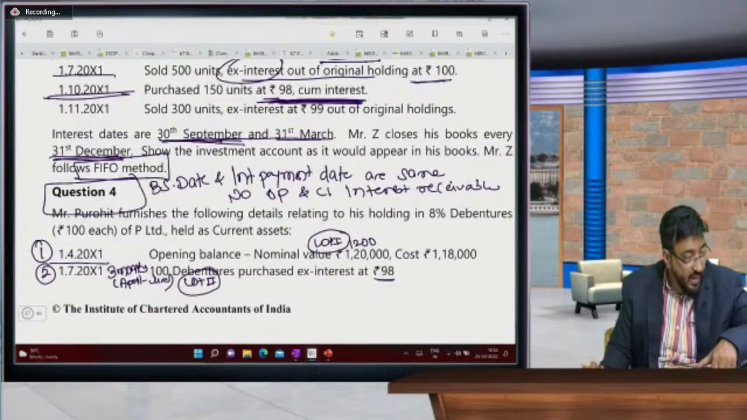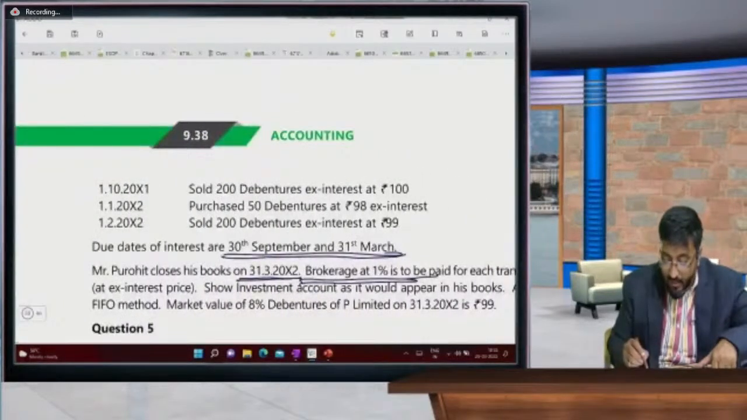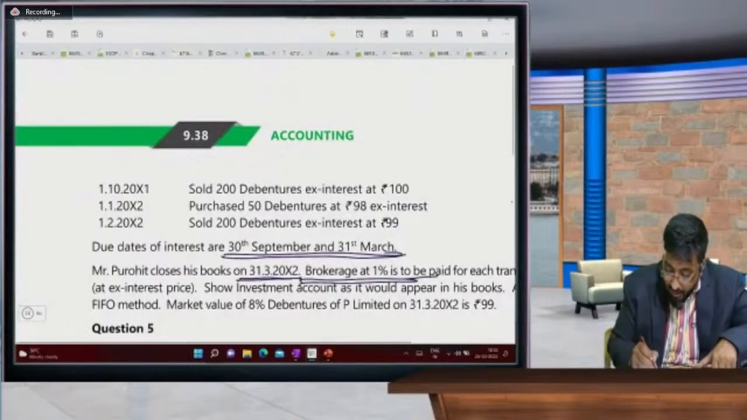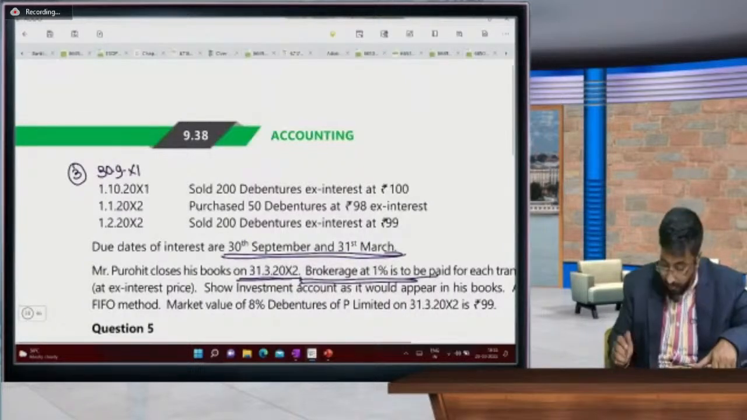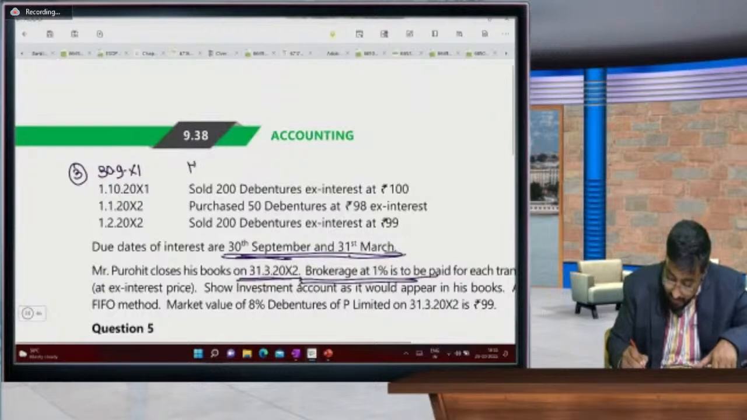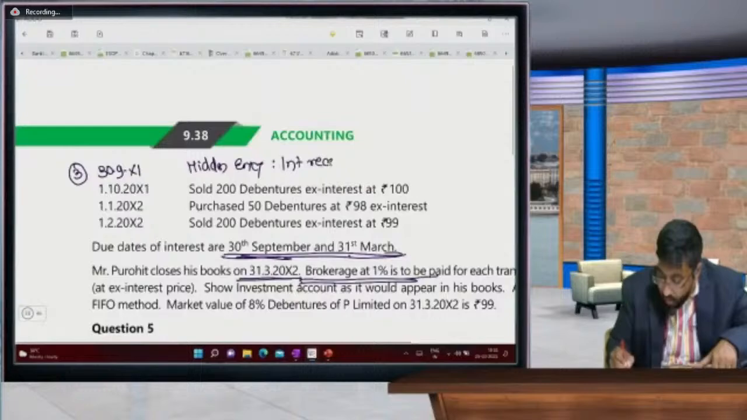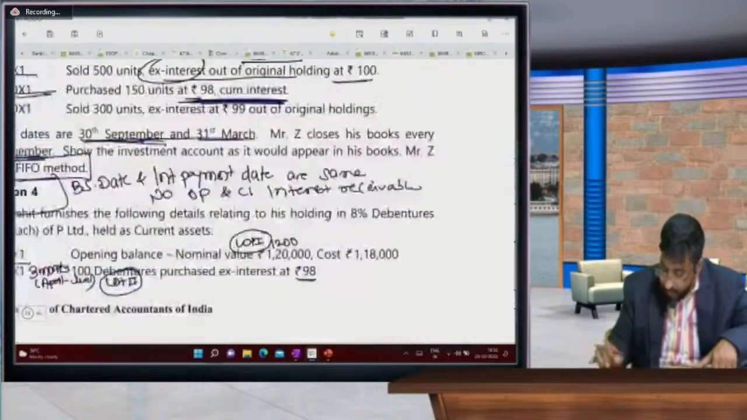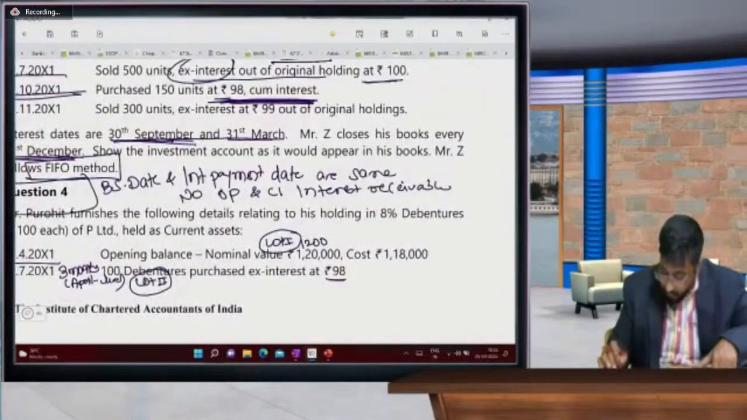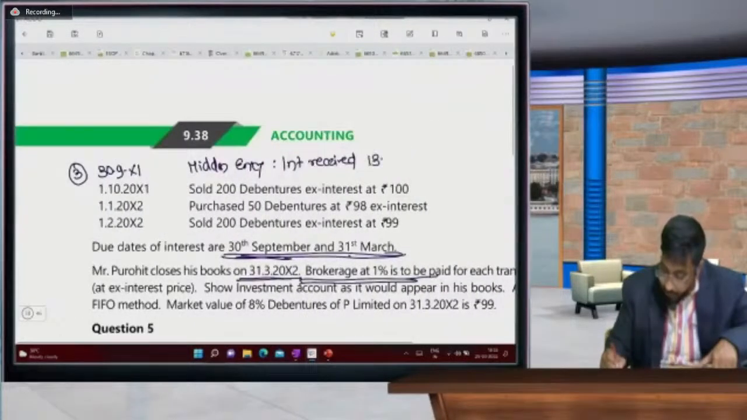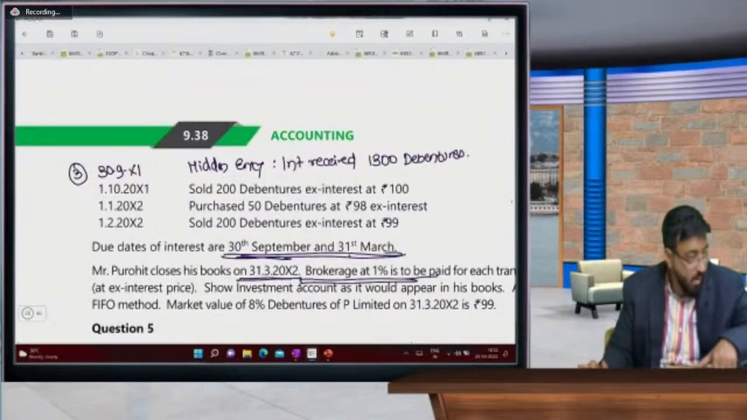Purchase means you are going to pay interest. Next date, beta, will it be 1st October or 30 September? 30 September. Interest payment date, na? Hidden entry for interest received. How many months, beta? 1200 plus 100, 1300 debentures. Speak.